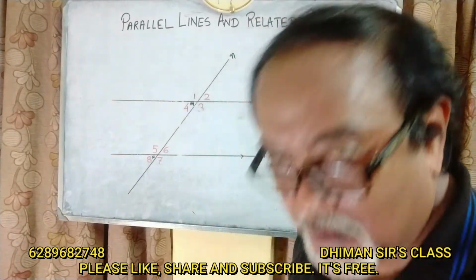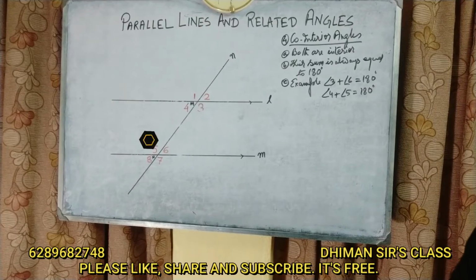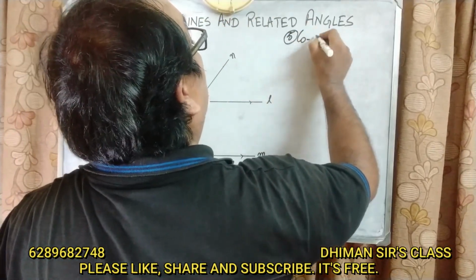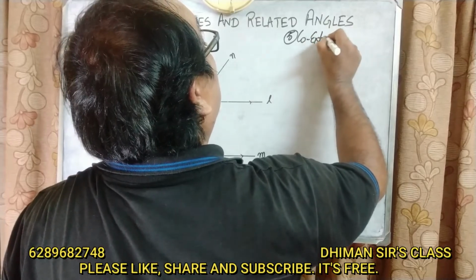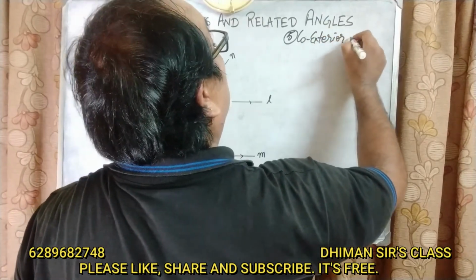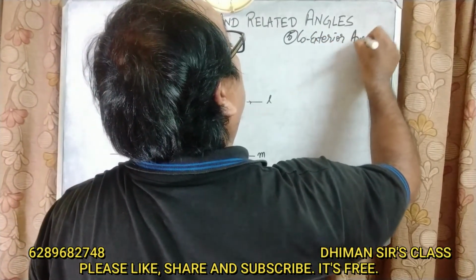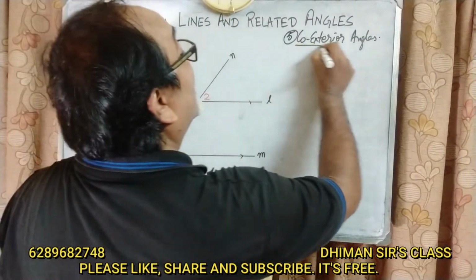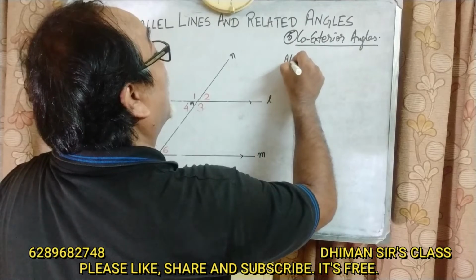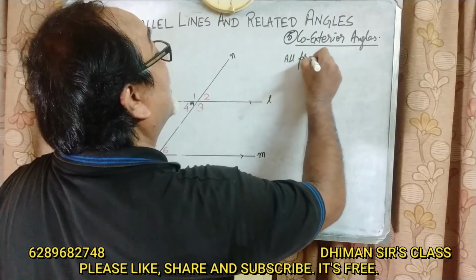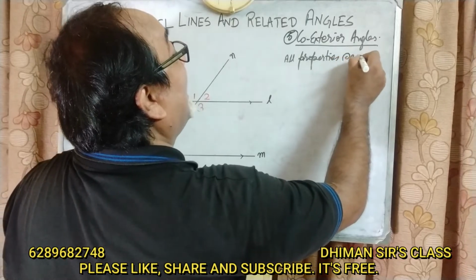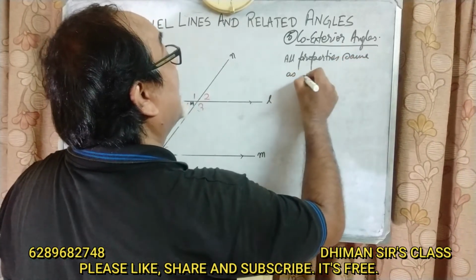Pause the video, note it down. Let's move on to the next topic. Number 5, students, co-exterior angles. Same here. All properties same as before.